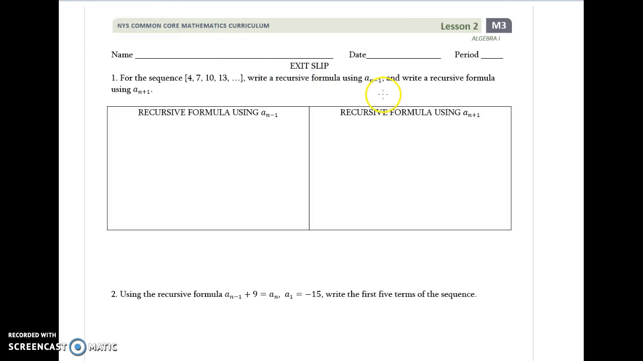A recursive formula uses a sub n minus 1 or a sub n plus 1. Those are known as the previous term. A sub n minus 1 is known as the previous term. I'll write that in here. And a sub n plus 1 is the next term. And we can call a sub n the current term.